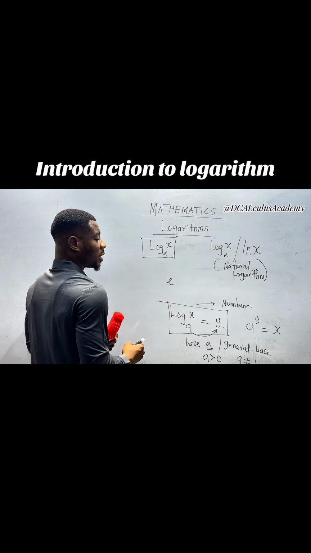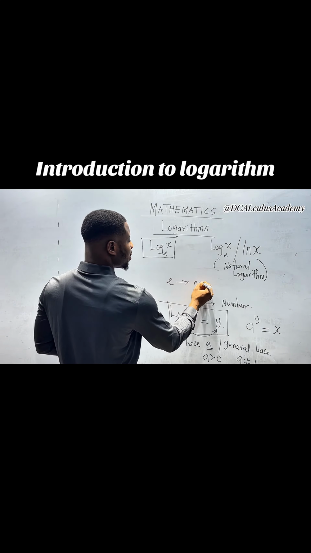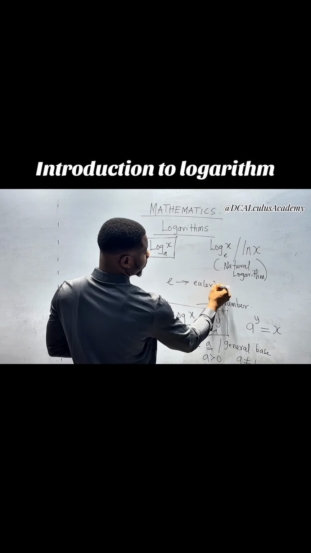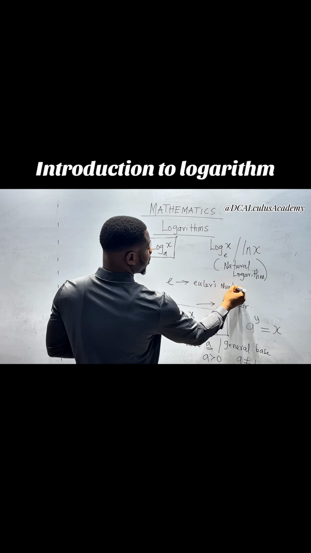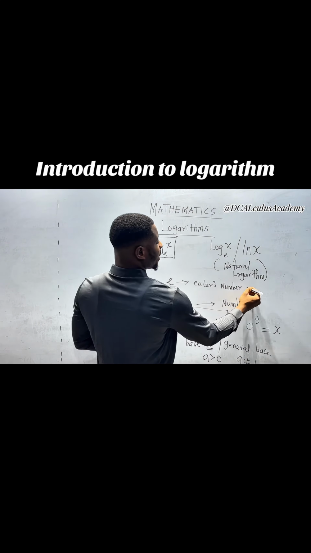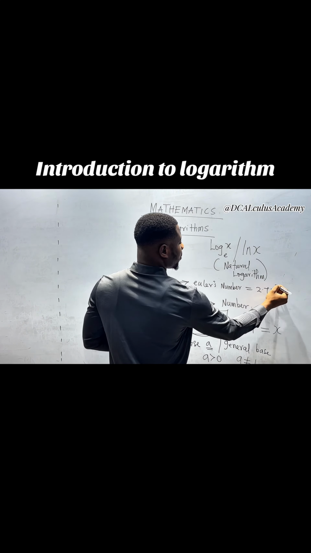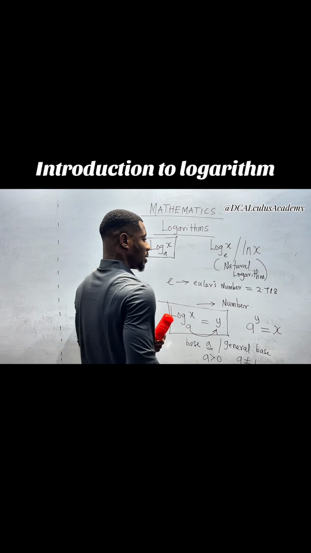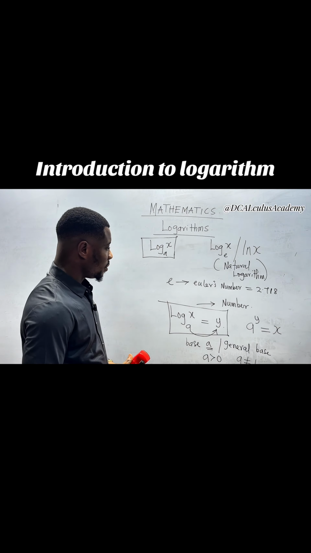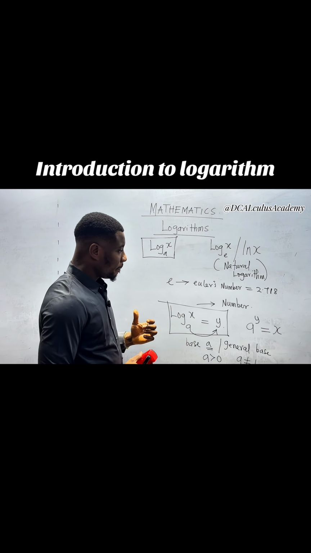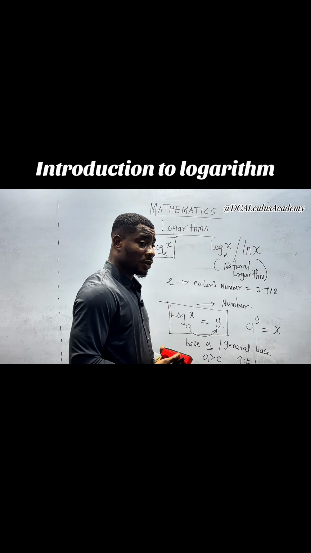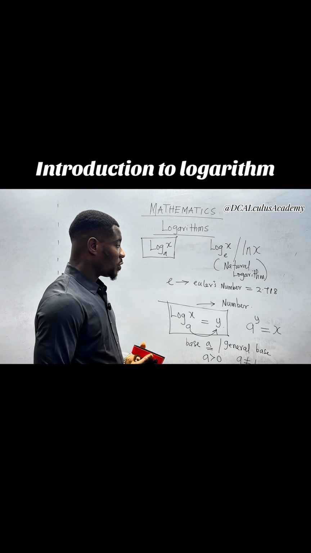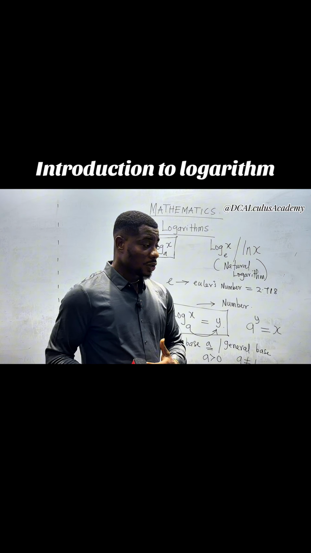Okay, e is a special number called Euler's number. It has a value of about 2.718 or so. It's a special number used in calculus, and also in exponential growth equations.